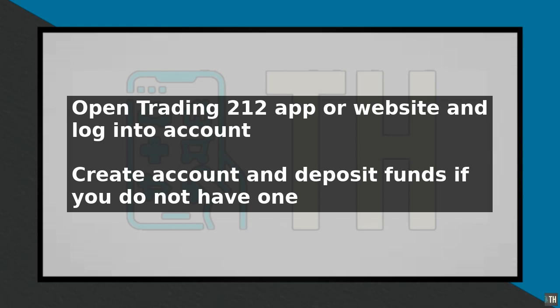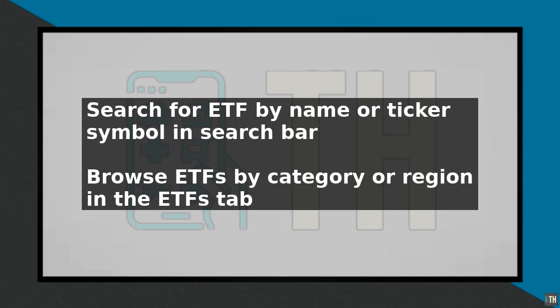You can browse through the available ETFs by clicking on the ETFs tab and filtering by category or region. When you have found the ETF you want to buy, click on it to open its details page. Here you can view the ETF's current price, past performance, and other relevant information.